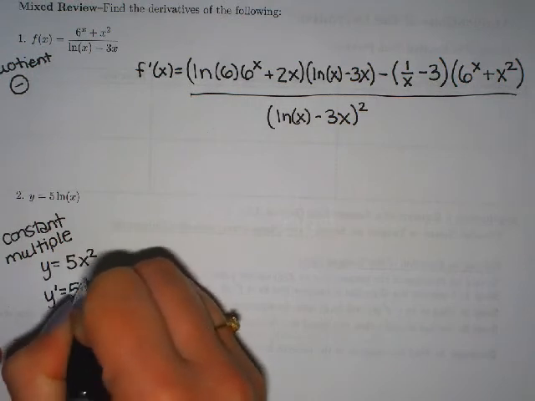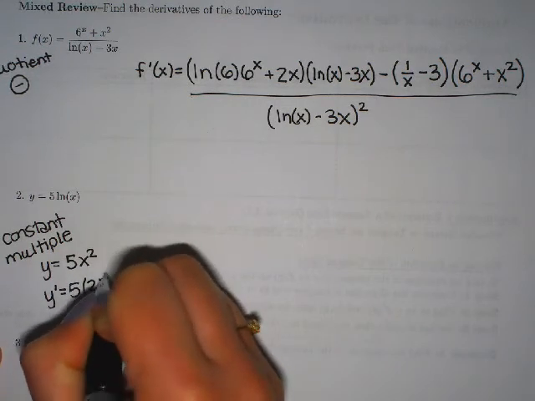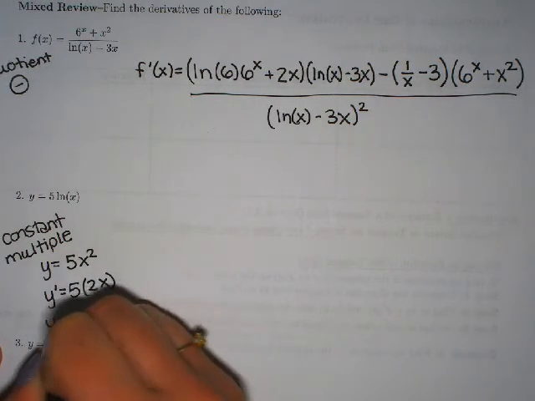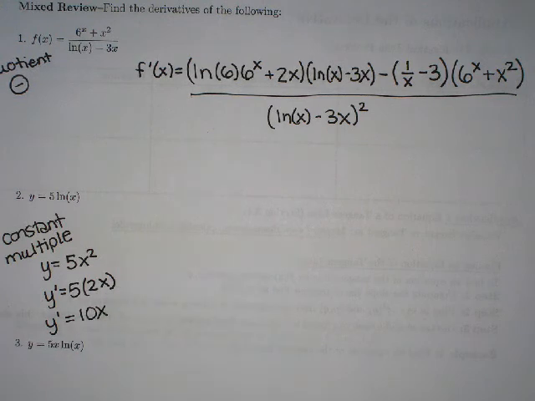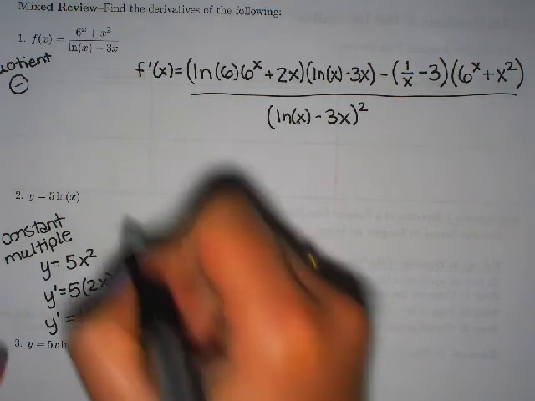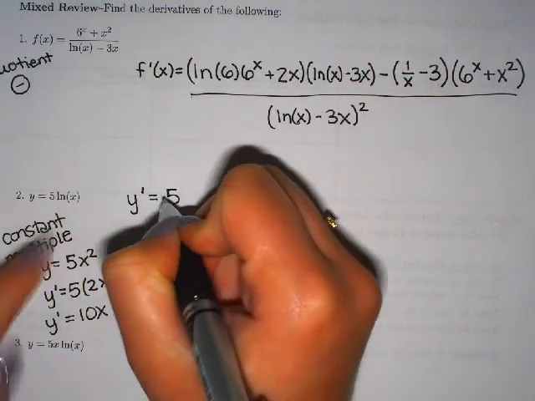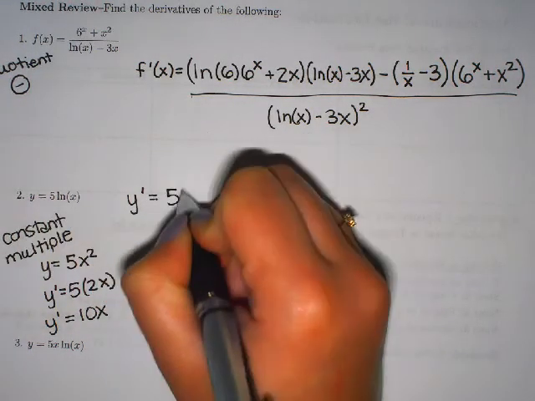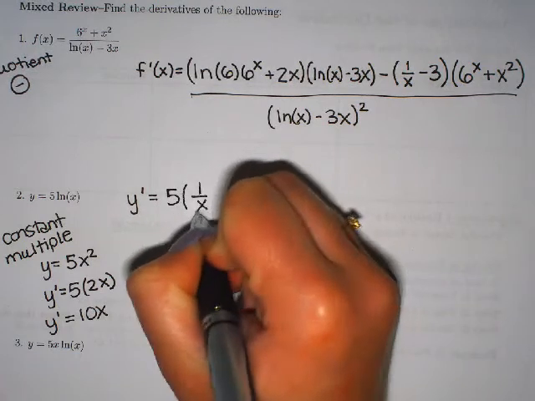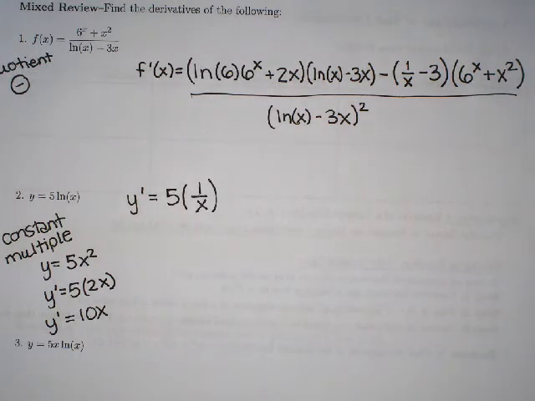Well, you'd keep the 5 and you'd take the derivative of x squared to be 2x, or more likely in your head you're at the point where you're like, hey, that's just 10x. Either way is fine. The point is, for constant multiple, you keep the constant and then take the derivative of the x term as usual. That's what we're going to do here. Our y prime, we're going to keep the 5. What's the derivative of the natural log of x? It's 1 over x. There's our final answer. This is not a product rule. There are not two x terms multiplied.